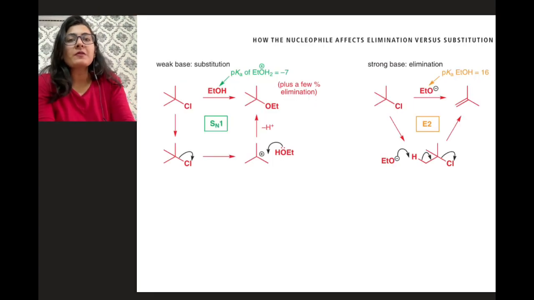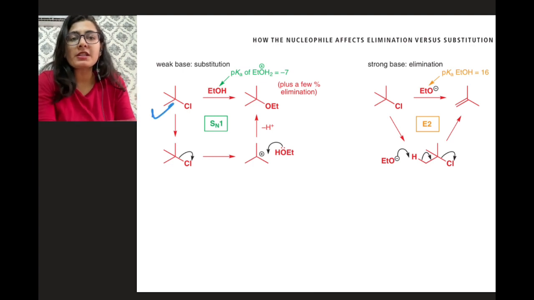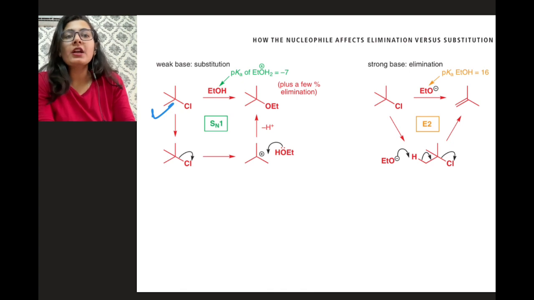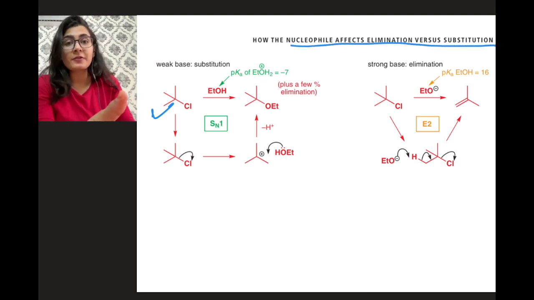Most of the time we are confused about which will do substitution and which will do elimination. Let's look at a very simple compound. You see over here, we have a tertiary butyl chloride. And in the first case, if we take ethanol, ethanol has a pKa. Here we are going to talk about pKa, so you must be clear about the pKa concept. This is going to give us a lot of idea about how the nucleophile affects elimination versus substitution, whether elimination is taking place or substitution.